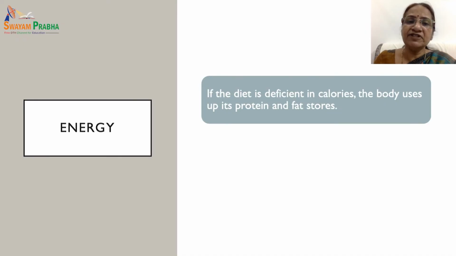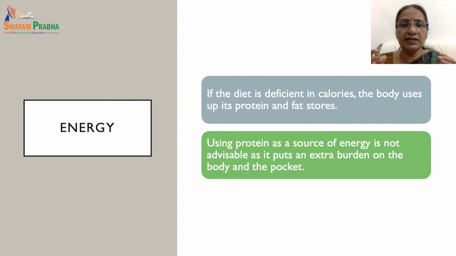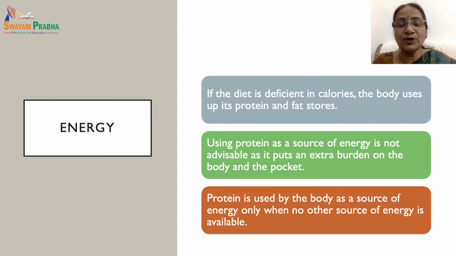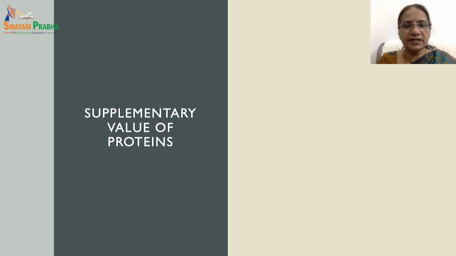If the diet is deficient in calories, the body uses up its protein and fat stores. Using protein as a source of energy is not advisable as it puts an extra burden on the body and the pocket because protein foods are costly foods. Protein is used by the body as a source of energy only when no other source of energy is available. Now let us study the supplementary value of proteins.